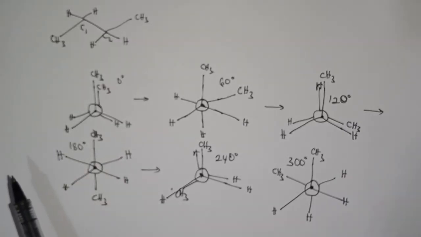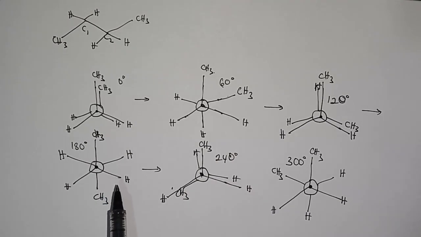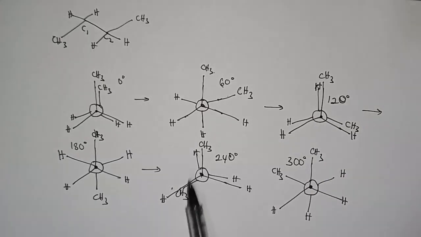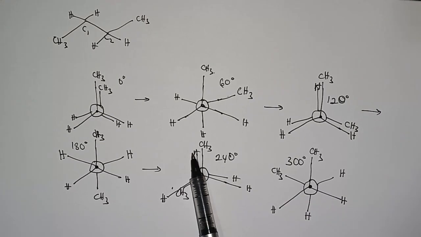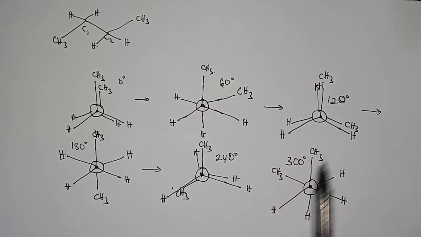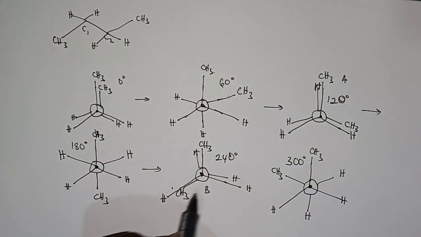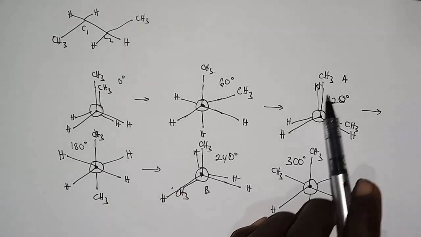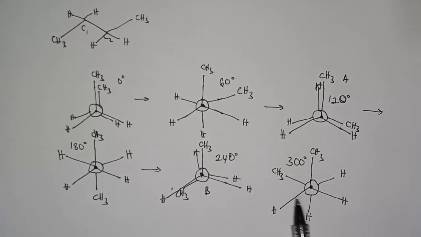Now, you can see that there are some similar ones inside. Remember, the question says that we should arrange this in increasing order of stability. You can see that this arrangement and this arrangement are the same, because we have a CH3 eclipsing a proton, an H eclipsing a proton, and another CH3 eclipsing a proton. So let's assume A is the same as this compound B. That means at 120 degrees and 240 degrees, the potential energy of the molecule is the same.